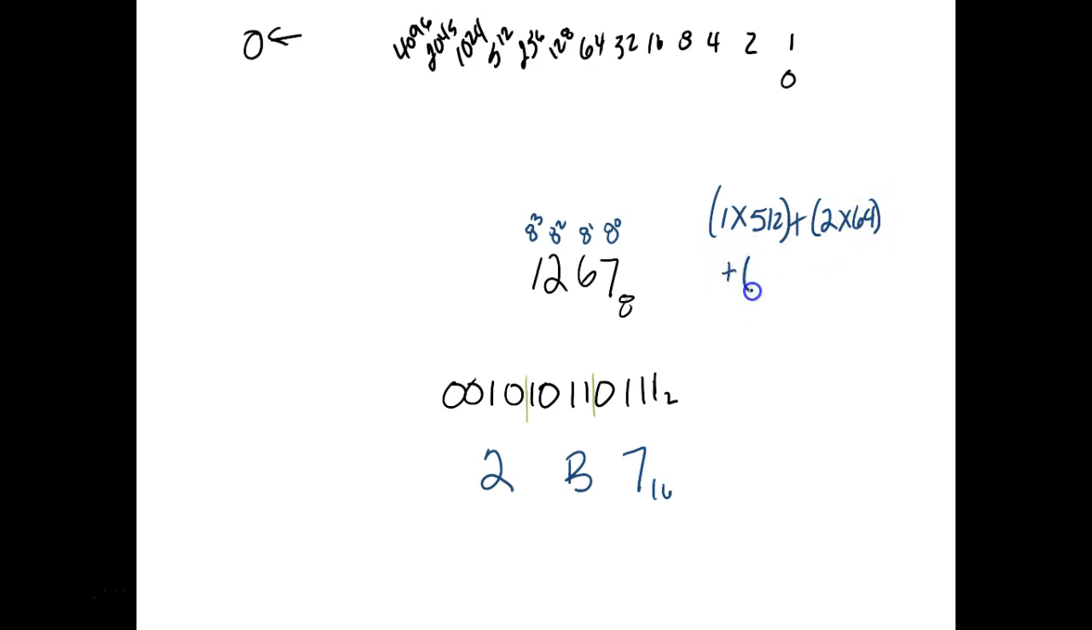Plus 6 times 8 plus 7. Now I can just write this number down because any number raised to the 0 power is 1, right? Then I could do that math. Now I'm moving from adding to multiplication, and you can convert these over and you'll get exactly the same answer.